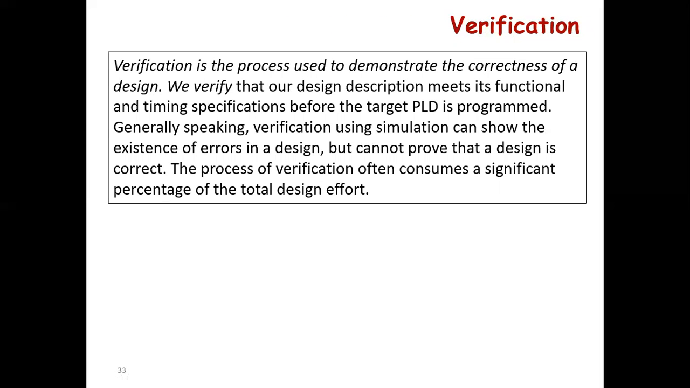Verification is the process used to demonstrate the correctness of a design. We verify that our design description meets its functional and timing specification before the target PLD is programmed. Generally speaking, verification using simulation can show the existence of errors in a design, but cannot prove that the design is correct. The process of verification often consumes a significant percentage of the total design effort.